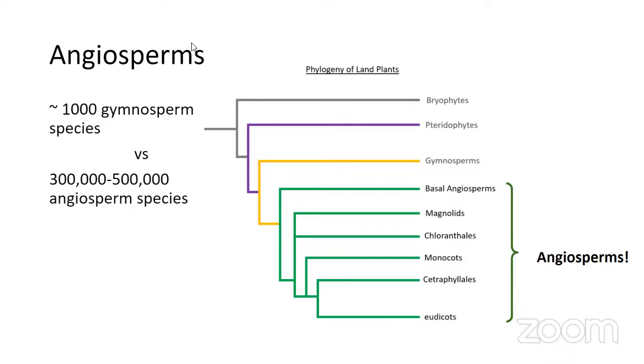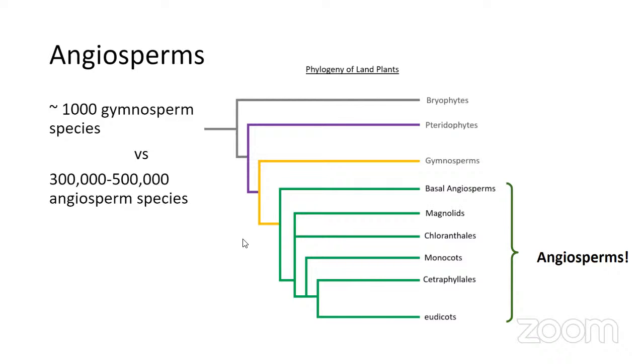So just a reminder where we are in our phylogeny. If we're thinking about land plants, the bryophytes, the mosses, broke off before plants developed vascular tissue. Then we had our ferns and fern allies, the pteridophytes, which reproduce by spores. Then we had the development of seeds. Last time we talked about the gymnosperms with their naked seeds. Now we're talking about the angiosperms.